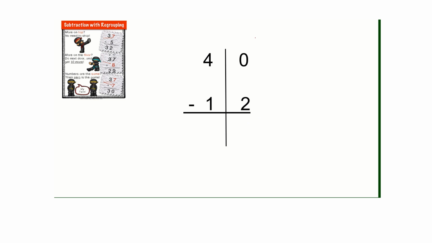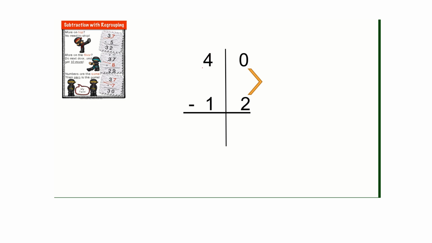I'm going to look at the ones place and I need to subtract by putting my baby caret. So I have my baby caret, 0 minus 2. If I have 0, I have nothing. Can I take away 2? No, that doesn't make sense. So that means I need to borrow from the tens place. I have to go next door and get 10 more.